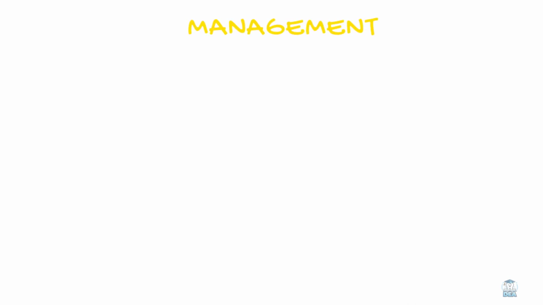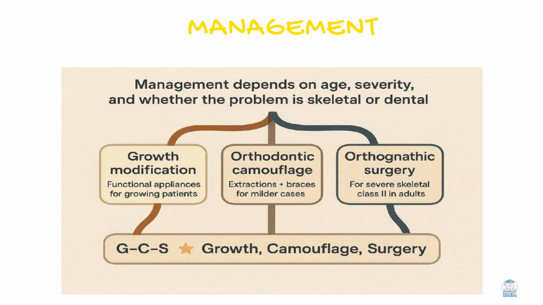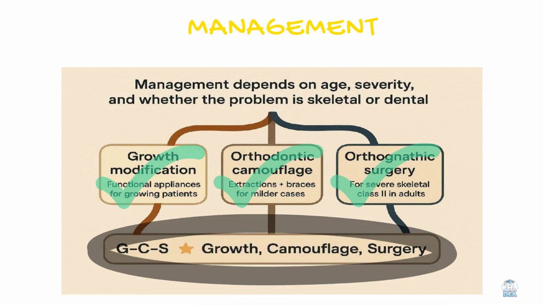Management depends on age, severity, and skeletal versus dental origin. Growth modification with functional appliances is recommended in growing patients. Orthodontic camouflage with extractions and braces is used in mild cases. Orthognathic surgery may be needed for severe skeletal class 2 cases in adults. Mnemonic GSC. Growth modification, camouflage, surgery.